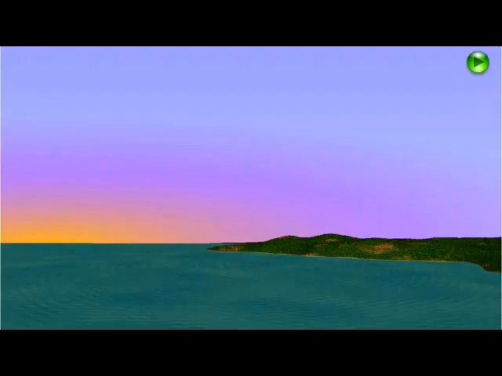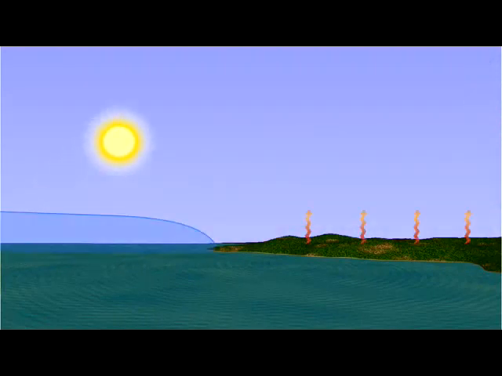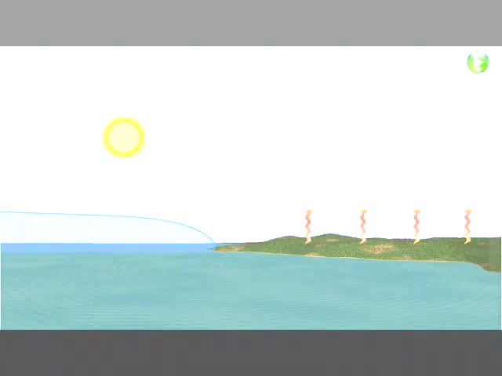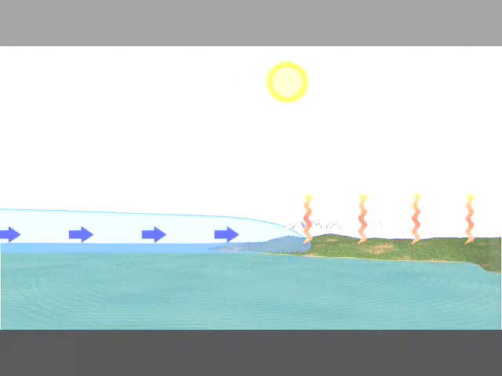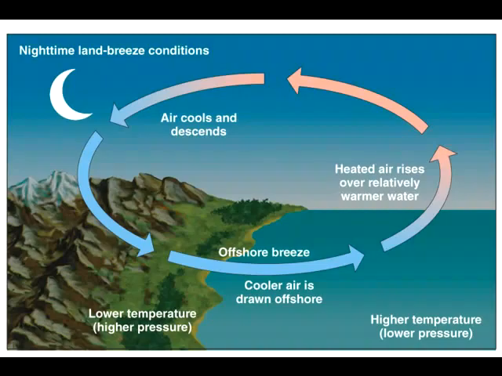This illustration helps you understand what is happening. The land experiences stronger heating than the water during the day, therefore developing a low pressure system, resulting in air flowing from the sea towards the land. During the night, land cools down faster than water. The air over the water is warmer, rises, and triggers offshore flow, which is called land breeze.